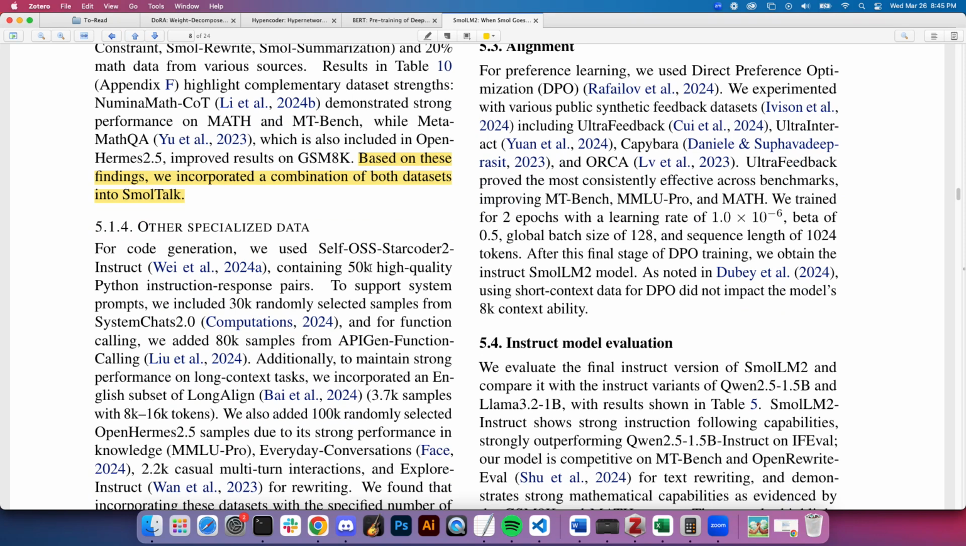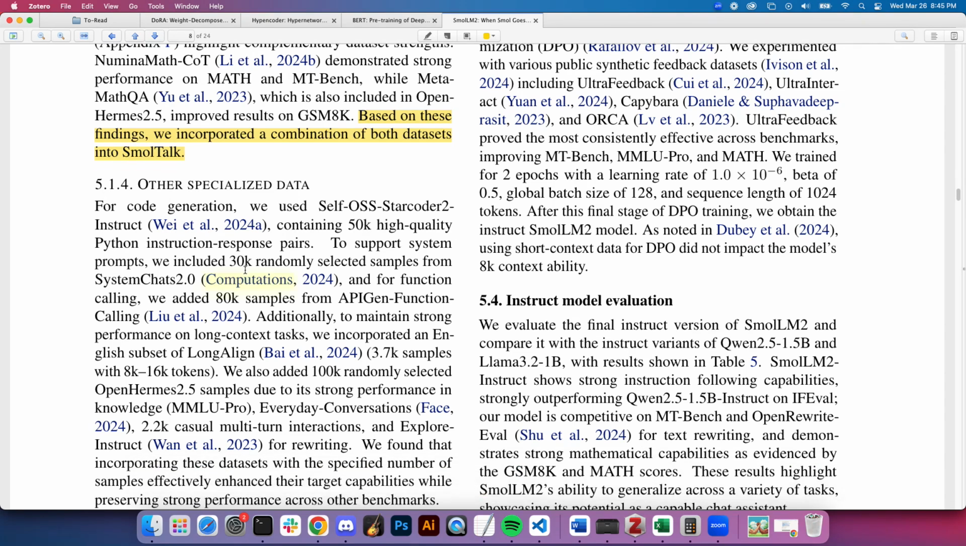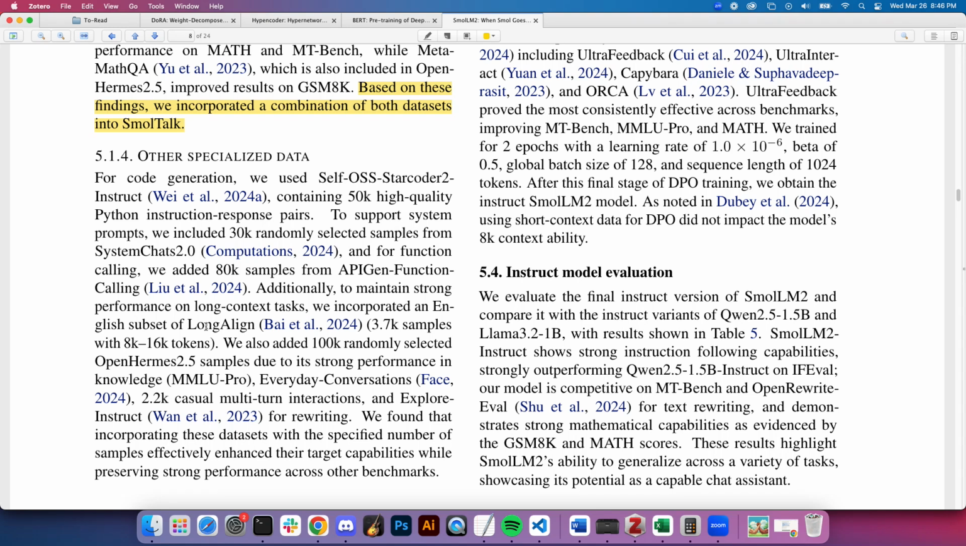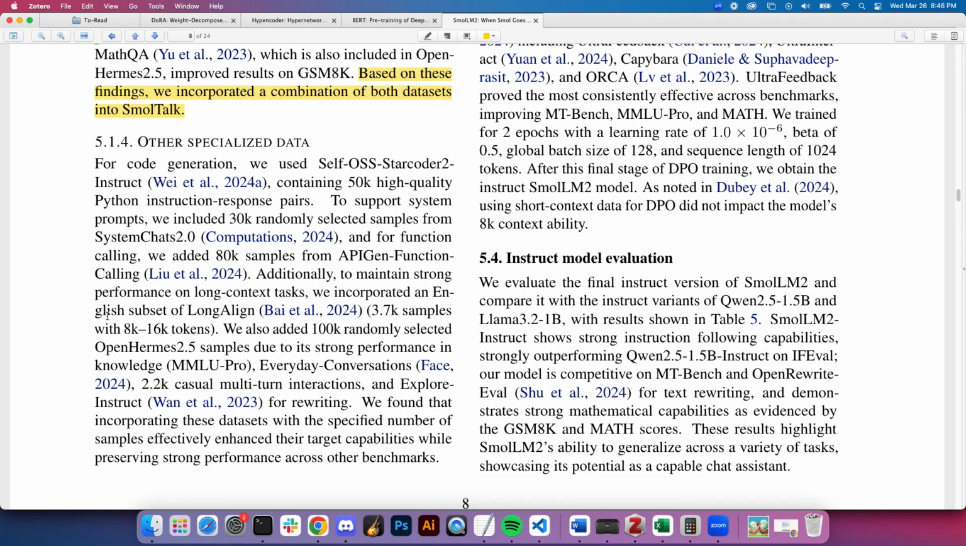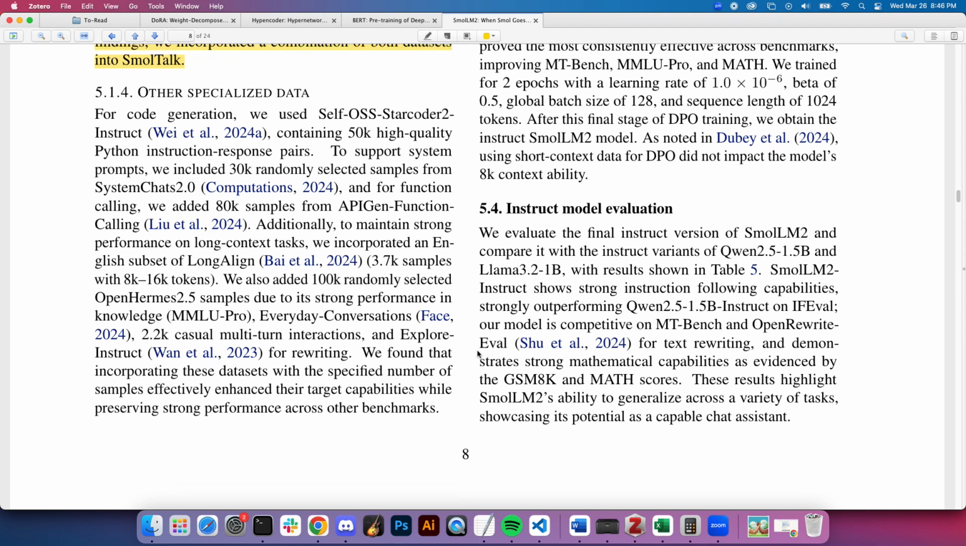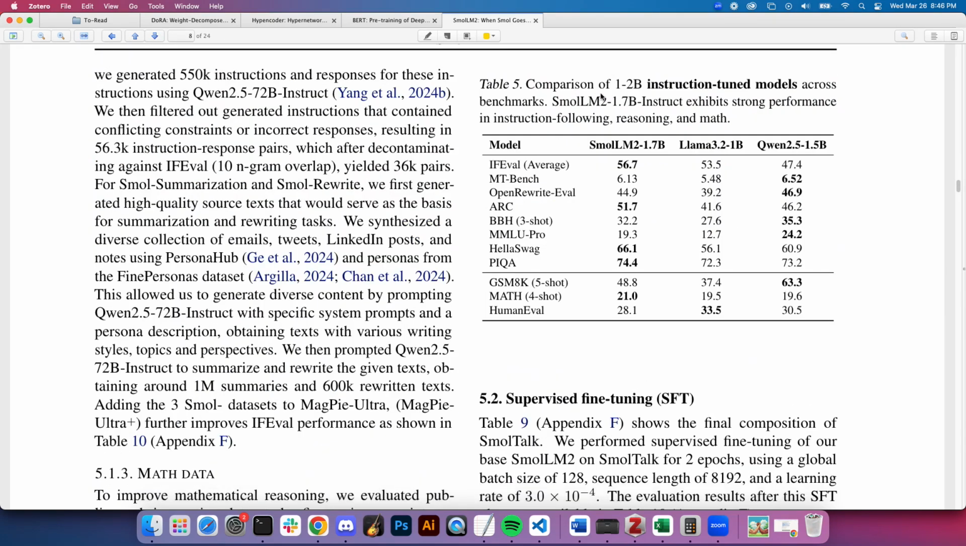Okay, code generation, 50,000 pairs of instruction-response for Python. System prompts, 30,000 randomly selected samples, 80,000 samples for function calling. LongAlign, 3.7K samples with 8 to 16,000 tokens. Okay, and they kind of go here. We found that incorporating these datasets with a specified number of samples effectively enhanced their target capabilities while preserving strong performance across other benchmarks. This is the comparison of instruction-tuned models. SmolLM2 1.7 billion Instruct exhibits strong performance in instruction following, reasoning, and math. So again, Qwen 2.5 is strong here. What else stands out?